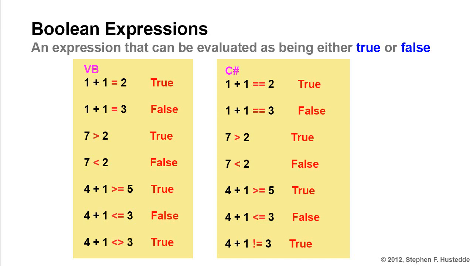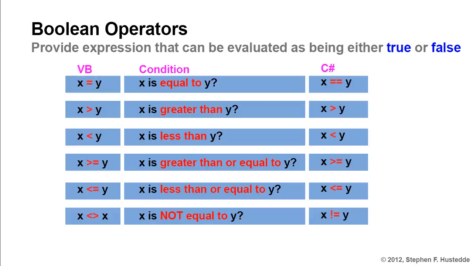On the C# side, for not equals to, we have an exclamation mark equals. The exclamation mark in C# is the not operator. So this basically reads 4 plus 1 is not equal to 3. And of course we know that to be a true statement as well.